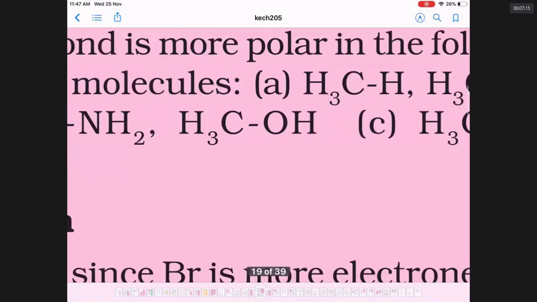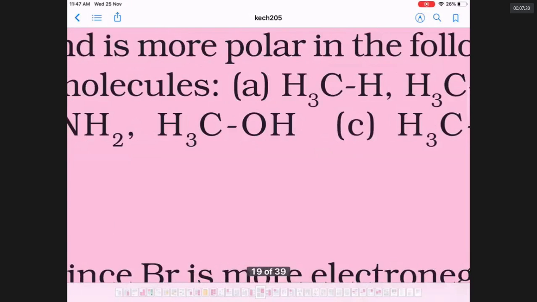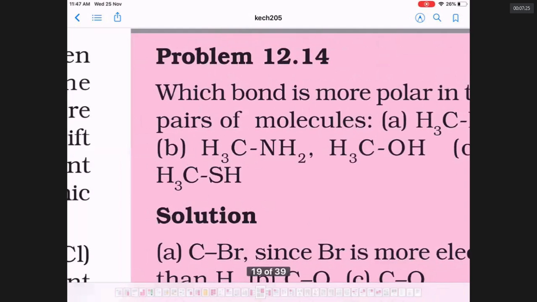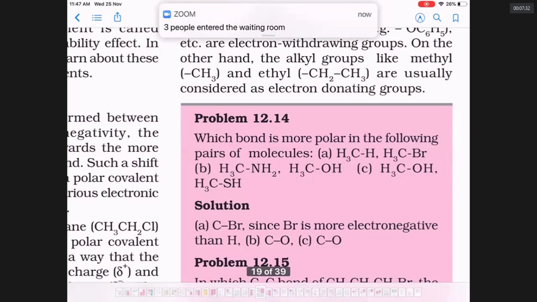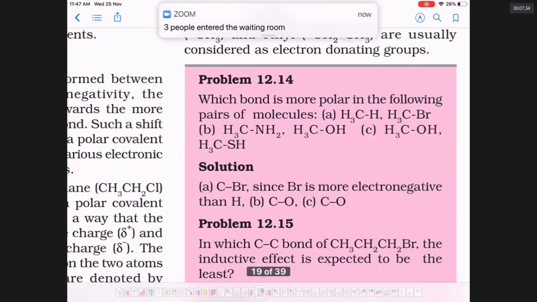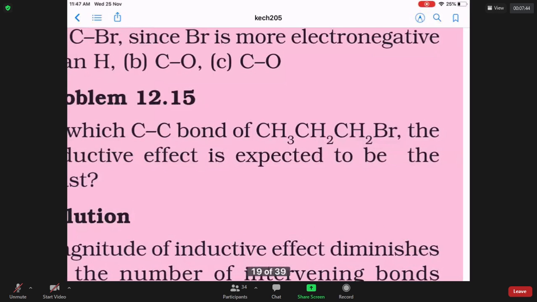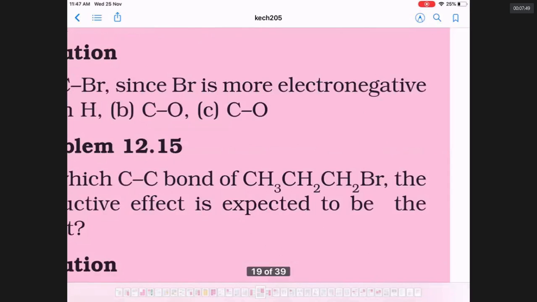Okay. They are called minus I effects. Now, which bond is more polar? CH3OH or CH3SH? Which is more polar? OH. Perfect. Now, in CH3, CH2, CH2Br, the inductive effect is expected to be least. Is it there on carbon number 1, 2, or 3? Where is it least?